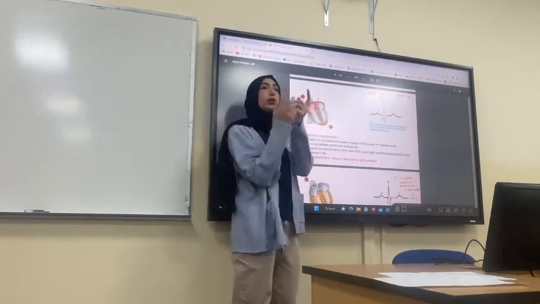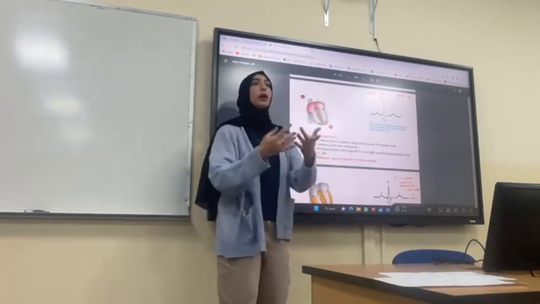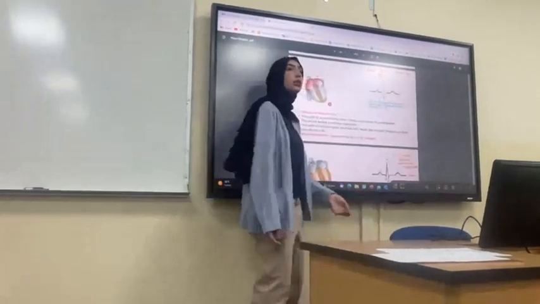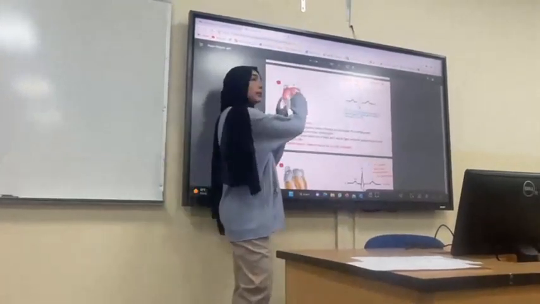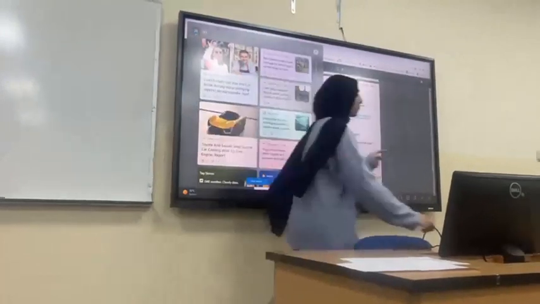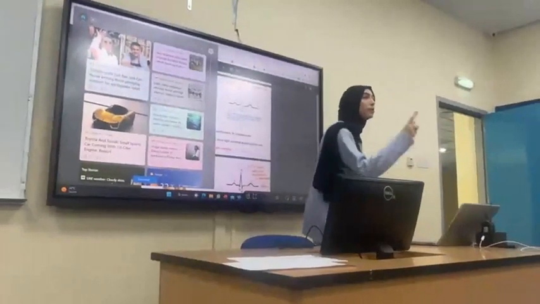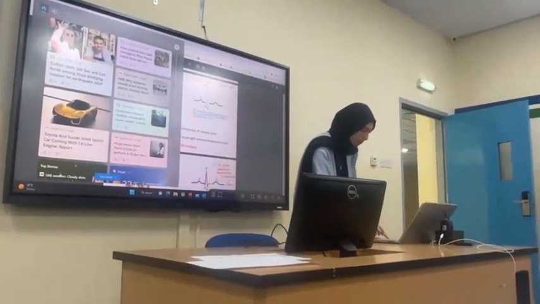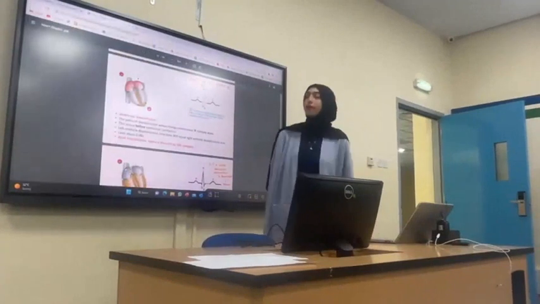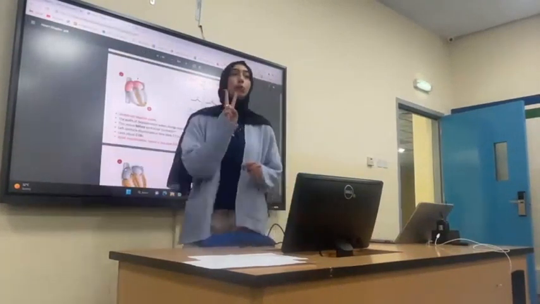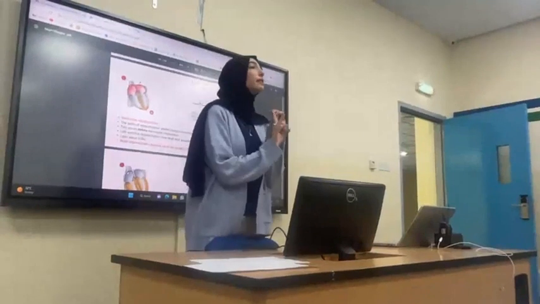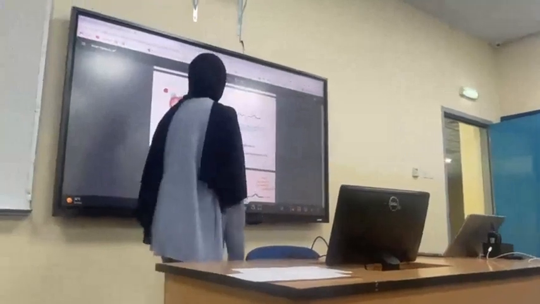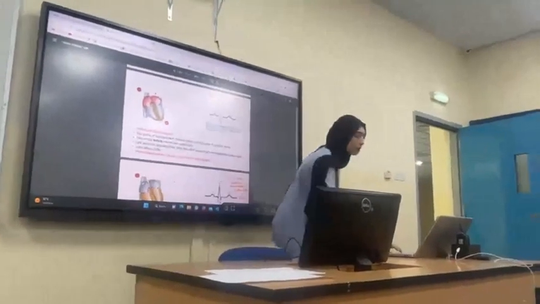Atrial repolarization also involves an exchange of ions and a change in membrane potential, so you would expect it to show on the ECG. But because it happens simultaneously with the QRS, which is the ventricular depolarization, it isn't visible. So in the QRS we have two things, but one of them is not showing: ventricular depolarization and atrial repolarization. And that's it for this one.